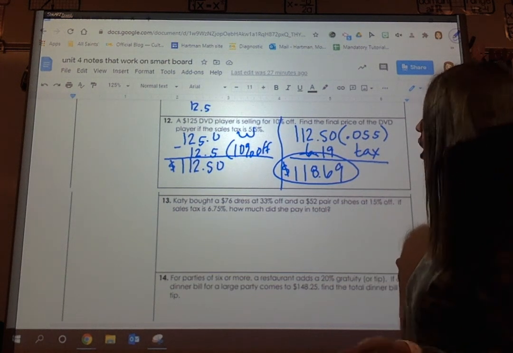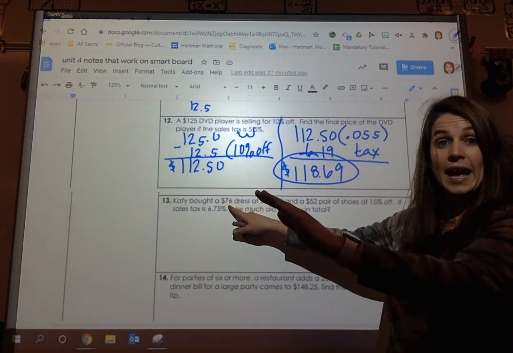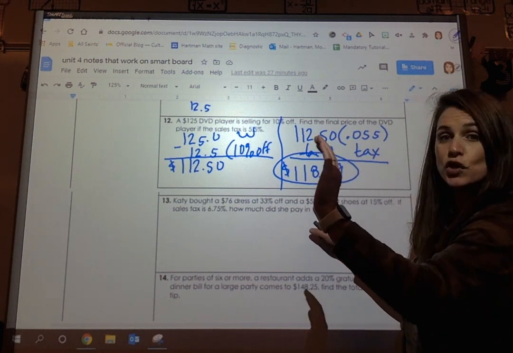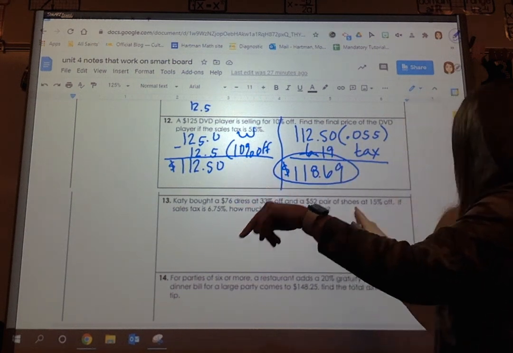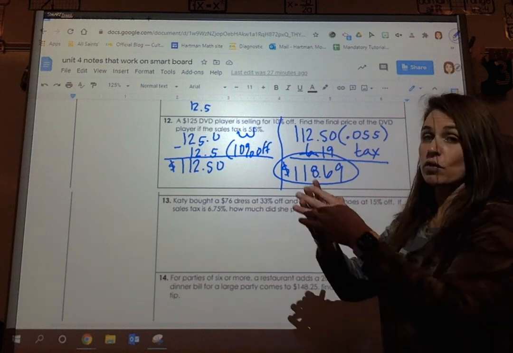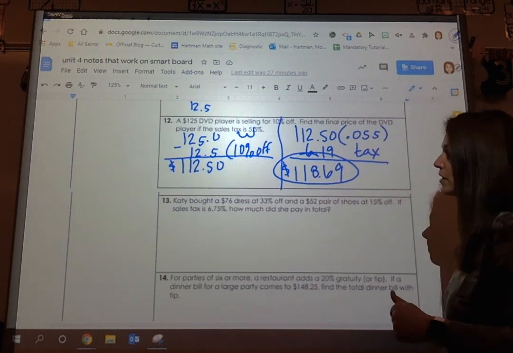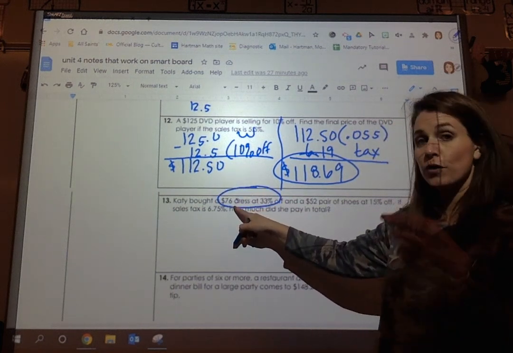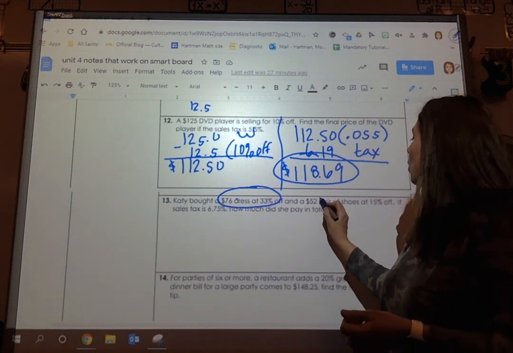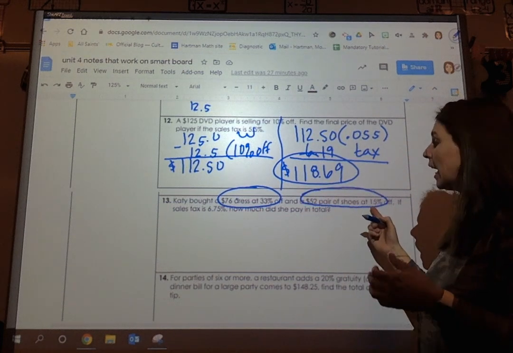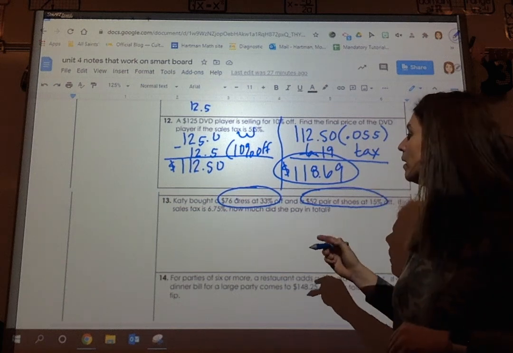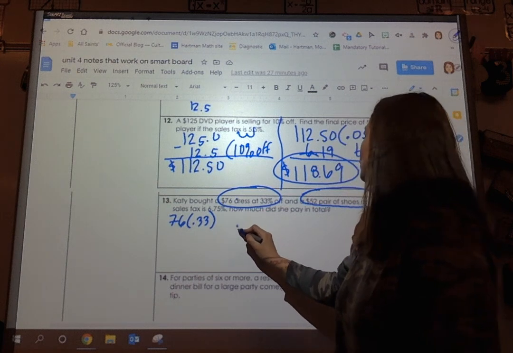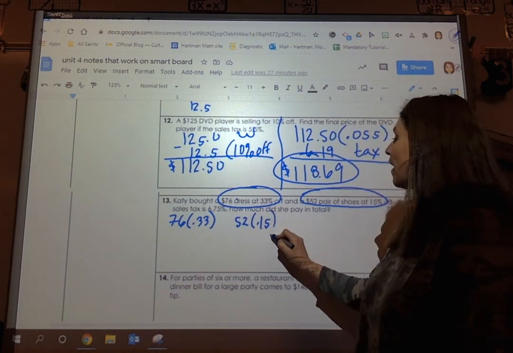So Katie's going shopping, and she found a dress that was advertised $76, but it's 33% off. And then she finds a pair of shoes that's $52, but it's advertised 15% off. And then when she goes to the register, she has to pay this $6.75 sales tax. So I need to find out, what is she paying for the dress at 33% off? What is she paying for the pair of shoes at 15% off? That's my first step. So I'm going to do 76 times 0.33, and I'm going to do 52 times 0.15.